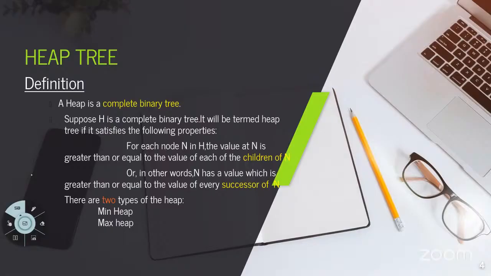All of you write heap tree. Heap is a data structure keyword. Heap is also called a data structure keyword. But what is heap tree? A heap is a complete binary tree. All of you write: a heap is a complete binary tree.